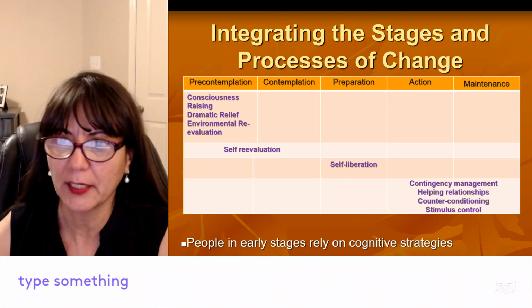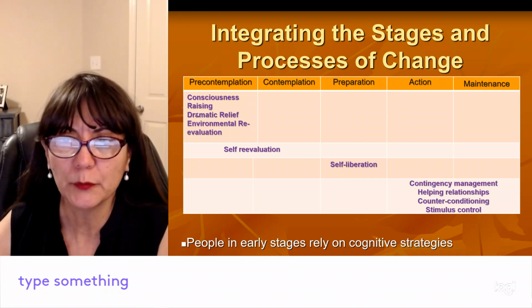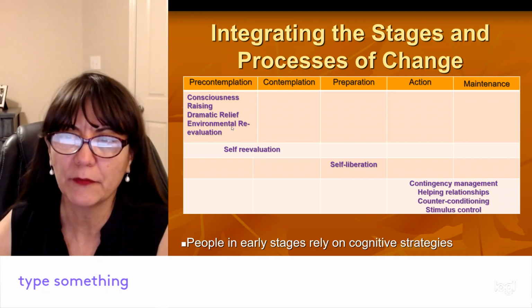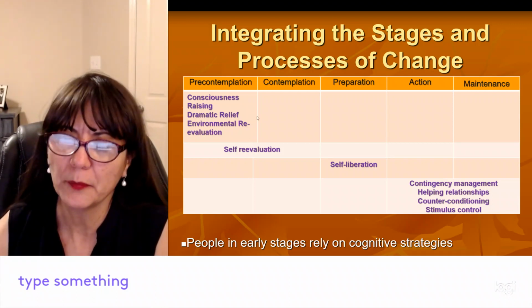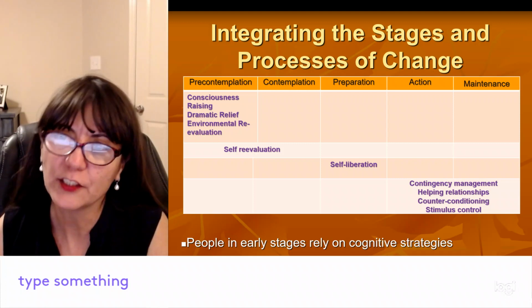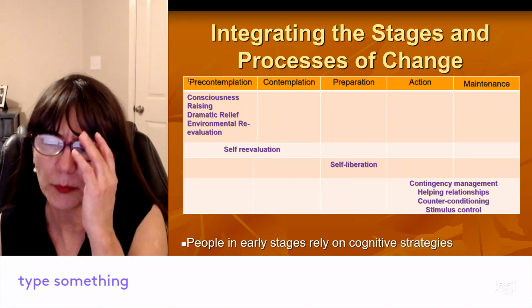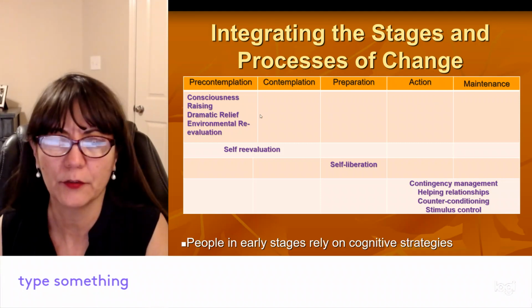So what are some things we can do with people in the pre-contemplation stage or in these early stages? And so they recommend engaging in consciousness raising, dramatic relief, environmental reevaluation, helping people become aware of these different strategies, or engaging people in these strategies would be helpful in moving them toward later stages of change, okay?